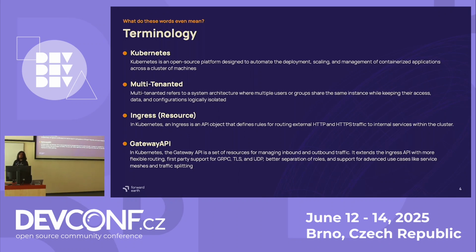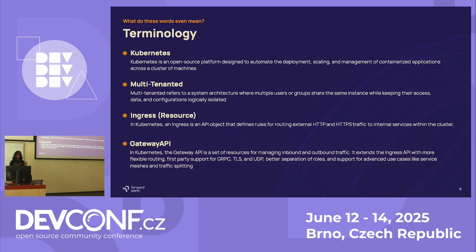And the subject, if I will, of today's talk is the Gateway API. Gateway API is a set of resources, probably about 2 years old now, 2.5 years old, maybe going on to 3, which extends the classic ingress object. It extends it with more flexible routing, first-party support for newer or more modern protocols like GRPC, TLS, and UDP. Classic ingress only supports HTTP, HTTPS in general.